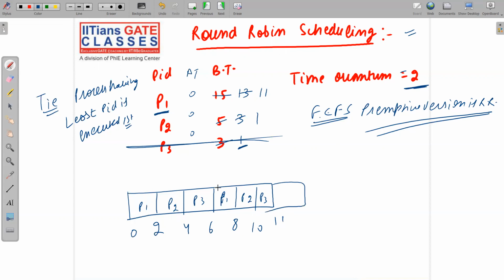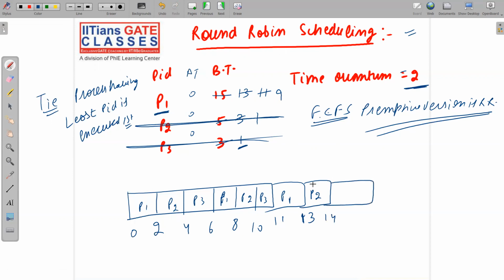You will cut it. So now, after P3, P1 will be executed for 2 units of time. That means till 13 it will be executed and its remaining time will be 9. After that, P2 will be executed. P2's remaining time is only 1, so it will be executed for 1 unit of time and P2 is over.